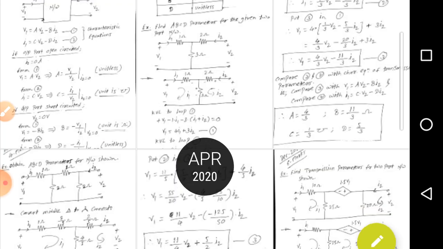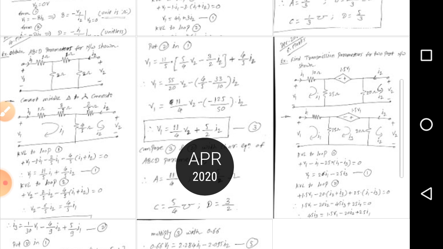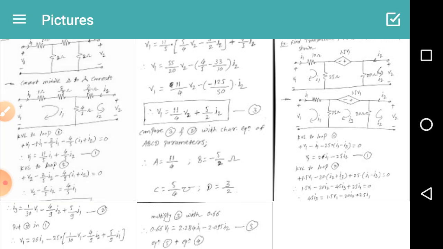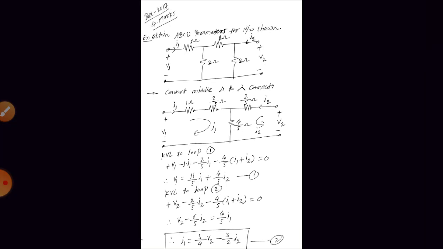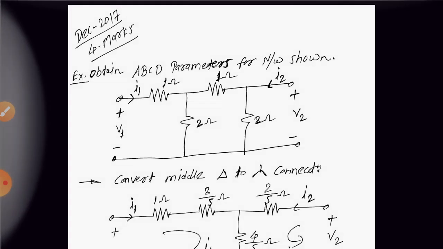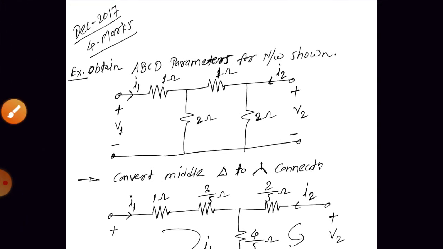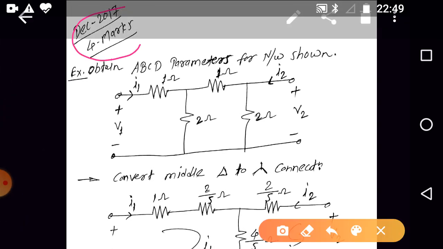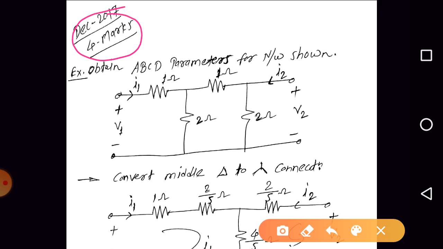Suppose we have a question. This question was asked in the December 2017 university examination for 4 marks. Obtain ABCD parameters for the network shown in the figure. Here we have the given network. This is a 2-port network, with an input port and an output port.